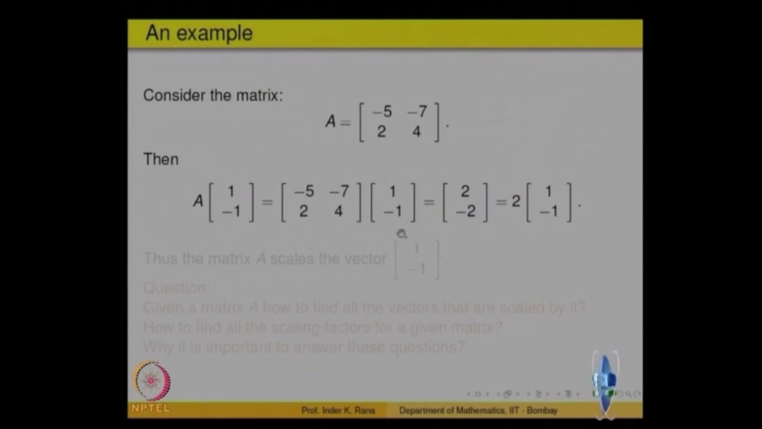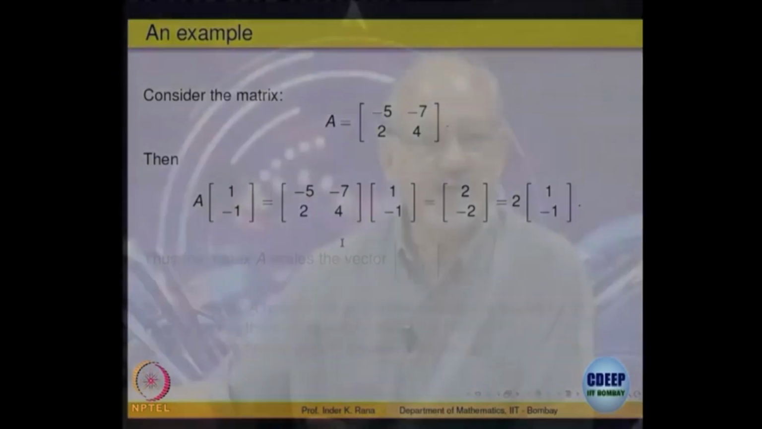So what is it doing? This matrix A is just changing the vector 1, minus 1 by a scale. It is just stretching it, twice. It is not changing it into anything else, it is just stretching it, that is all. It lies on that line through 1, minus 1. It was this vector, and now it is stretched to twice that, nothing more than that.